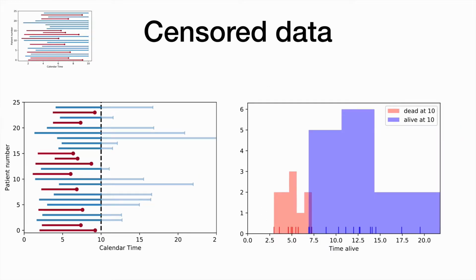This leads us to a dilemma. We want to make inferences from the full distribution of patients. However, we only observe the survival times of the few patients that are deceased during the study.